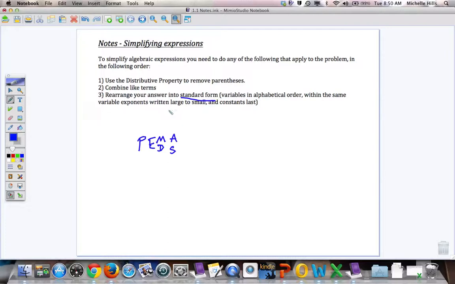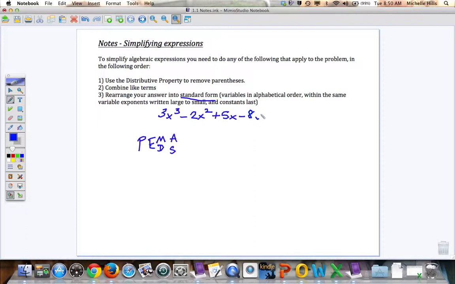What it means is that something written in standard form might look like this: 3x cubed minus 2x squared plus 5x minus 8y squared plus 2y minus 11. Notice all of my x terms come before my y terms because alphabetically x comes before y. And then within my x terms, an exponent of 3 comes before an exponent of 2, comes before an exponent of 1 that we usually just don't write. And then the very last thing I write is a constant that doesn't have a variable with it.